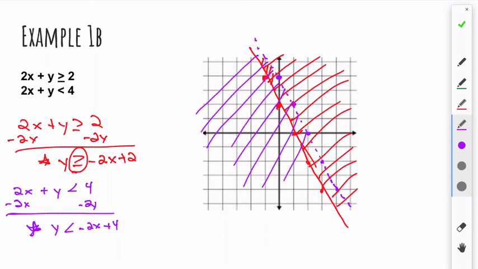But remember that we're dealing with systems here. So the system is where there's any overlap, because we're looking at what these two things have in common. That's what a system's all about. What it has in common is everything in between the two lines. That's where the shading happens with both colors. So that's my answer. That's where it should be darker for 1B.